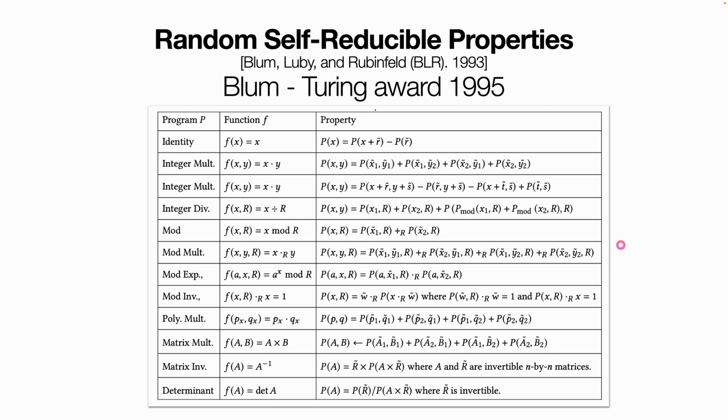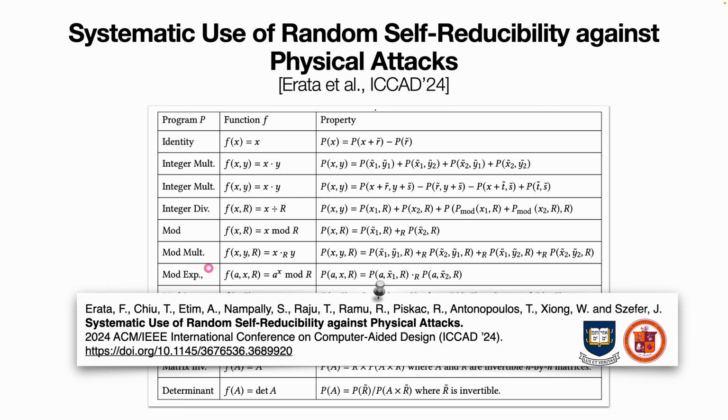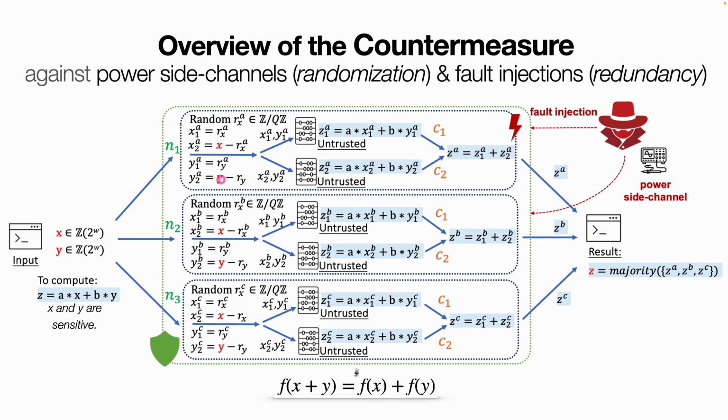In the BLR paper, many RSR properties are introduced, from integer multiplication to modular exponentiation and inverse and so on. And in this work, we successfully demonstrated how RSR properties can be used to safeguard cryptographic code against power side channel attacks and fault injection attacks. And we also evaluated its effectiveness. Let's dive into our two main insights, which basically capture the security parameter N and the security parameter C.